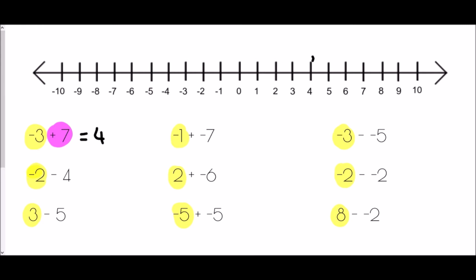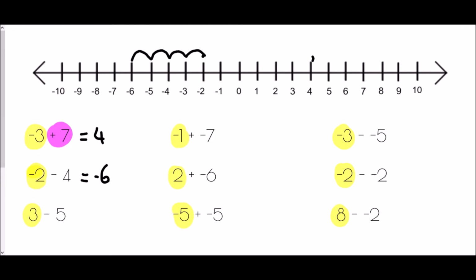In the next one, we are beginning at -2. So we want to start right here at -2. And this time we are subtracting 4. So subtraction means to go to the left. So 1, 2, 3, 4. It would take us to -6.